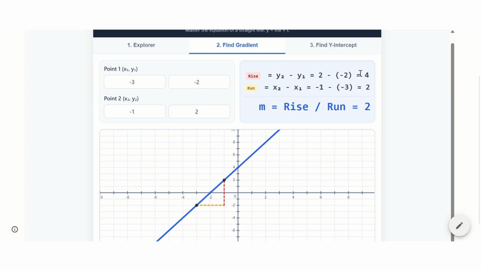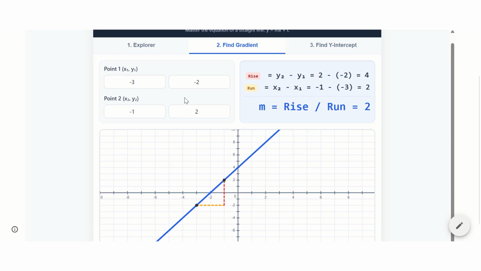That is your rise. Your run is the horizontal distance. If you look at the diagram itself, of course, this is 1 unit, 2 units. Or if you use the x coordinates, as shown here, -1 minus -3 gives you 2 units. So therefore, 4 divided by 2 gives you 2. So the gradient of this line will be 2.